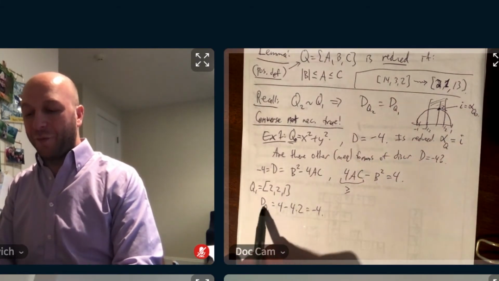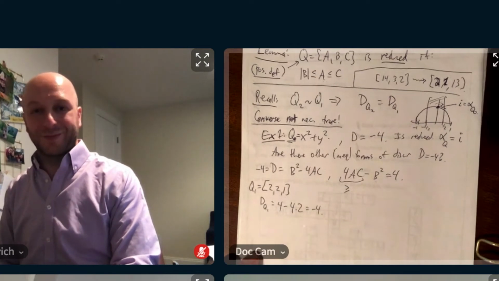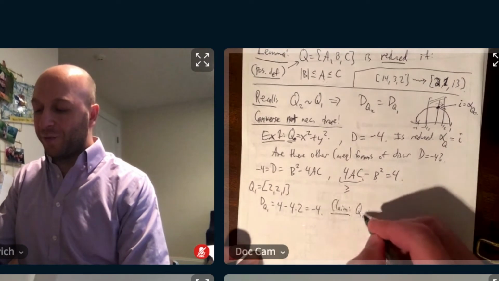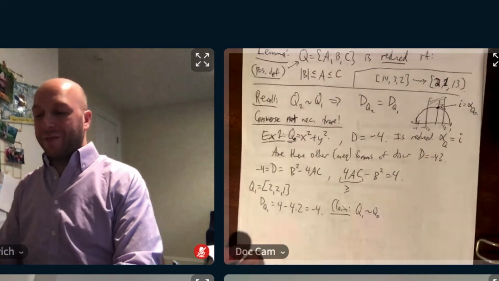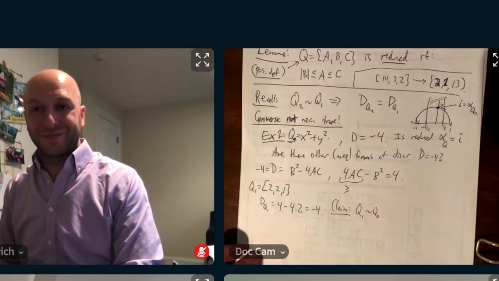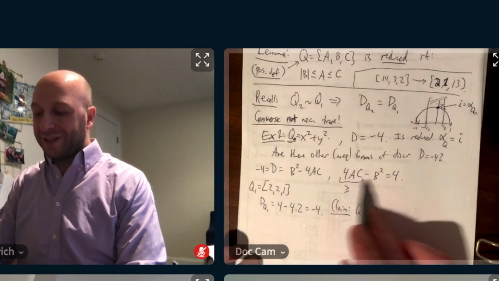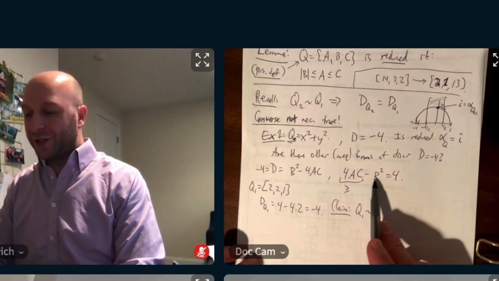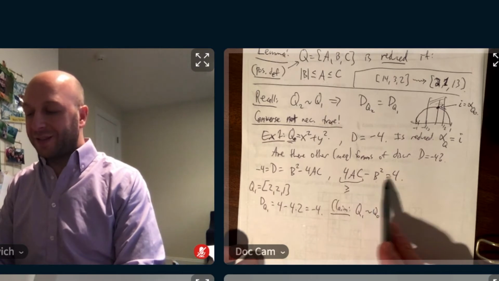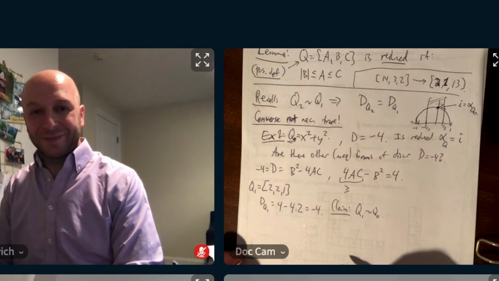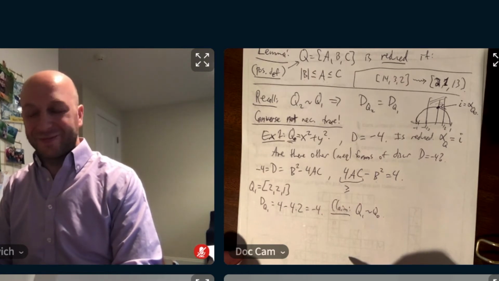So I claim that this form is actually equivalent to Q0. My claim, without doing anything else, is that Q1 is equivalent to Q0, because for this discriminant, there's only one reduced form. That's my claim. Now let's see why that's true. A and C are the largest ones. So when I subtract off b squared, how am I supposed to get 4?